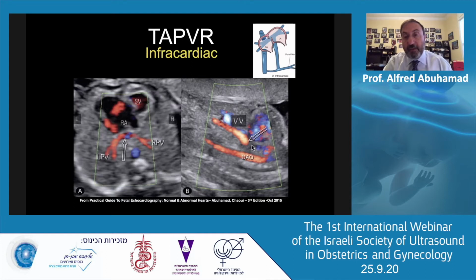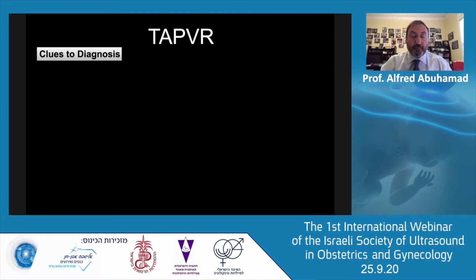There should not be any vein that goes opposite direction from the heart, away from the heart. So when you see that, you should be suspicious of malformation. So what are the clues to make a diagnosis of total anomalous pulmonary venous return?